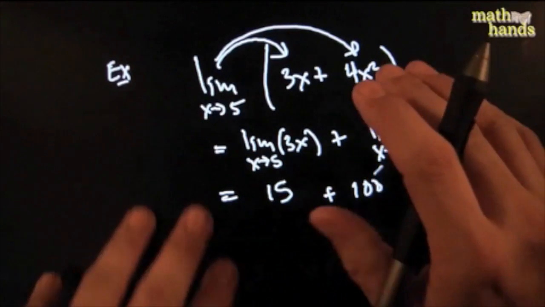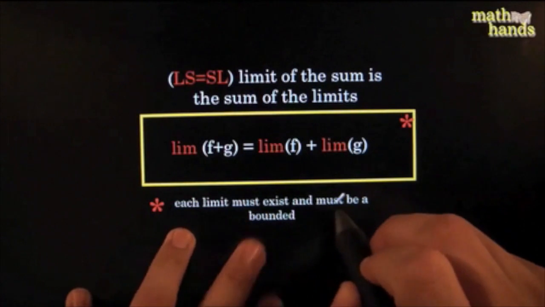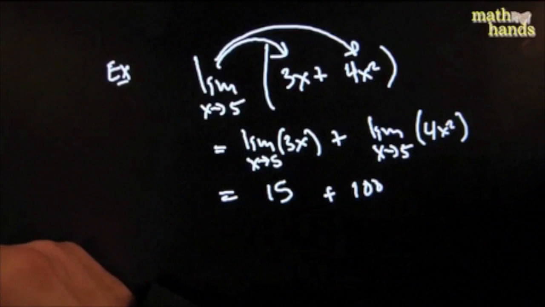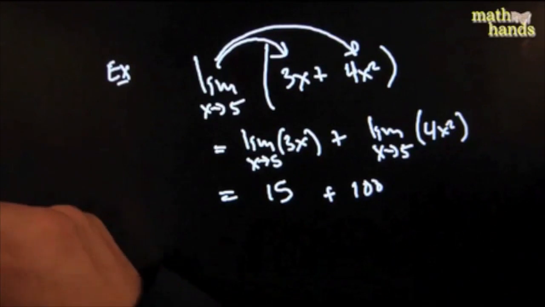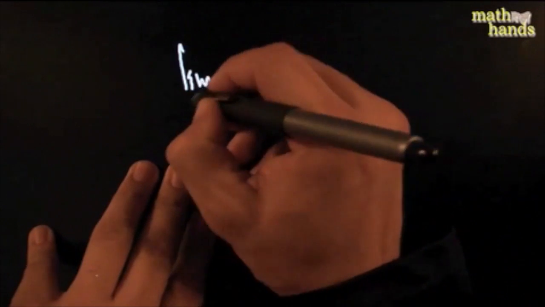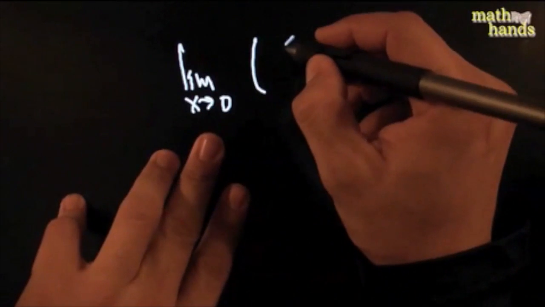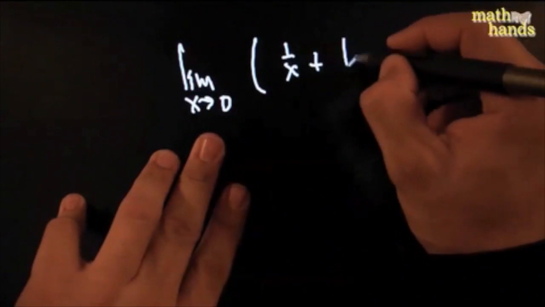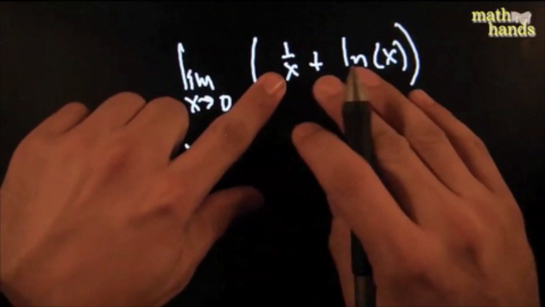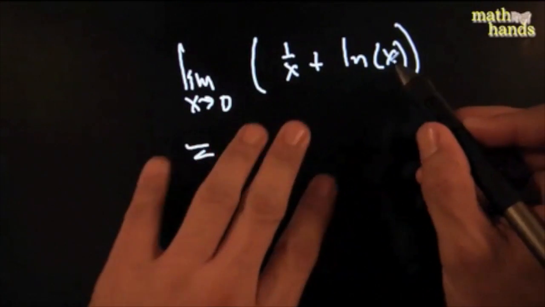So every once in a while that works, but now let me explain the disclaimer. Sometimes it doesn't work. Each limit must exist and it must be bounded. And what exactly does that mean? Let's clone this page and clear it. What that means is that, for example, suppose I had the limit as x goes to 0 of 1 over x plus ln of x. And you go on and you say, you know what? Hey, I had these problems. This is crazy. If I plug that in there, it doesn't exist. If I plug that in there, it's negative infinity.